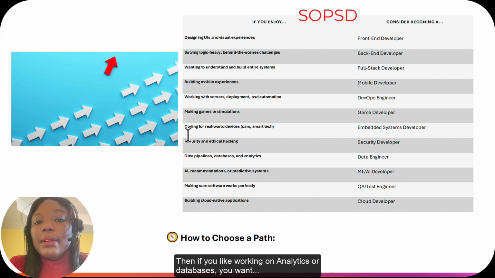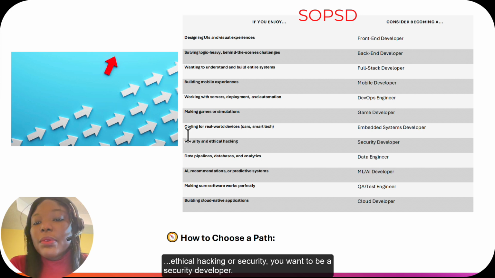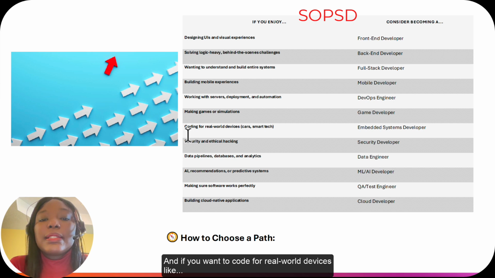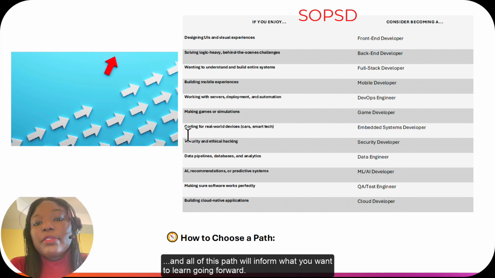Then if you like working on analytics and databases, you want to be a data engineer. And if you want to deal with maybe ethical hacking or security, you want to be a security developer. And if you want to code for real world devices like smart wristwatch, cars and the rest, you want to be an embedded systems developer. So all of these choices and all of these paths will inform what you want to learn going forward.